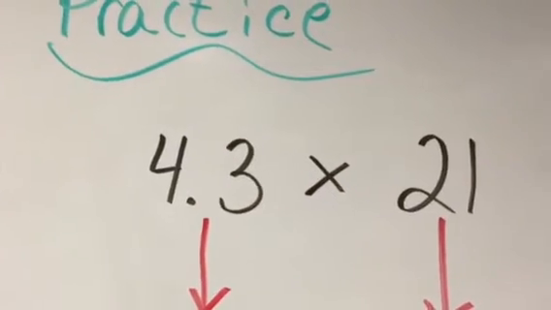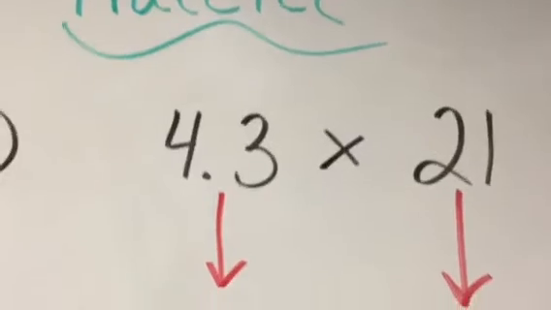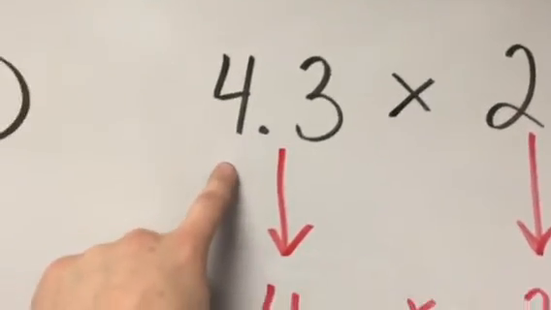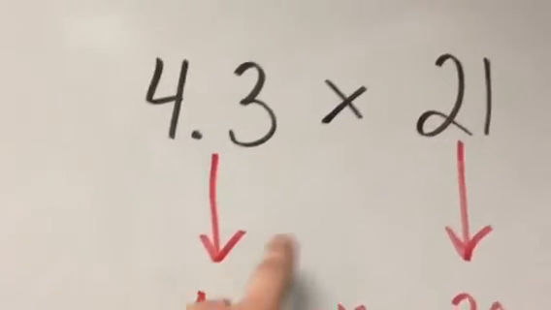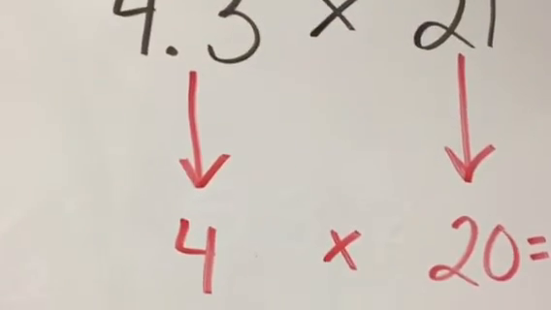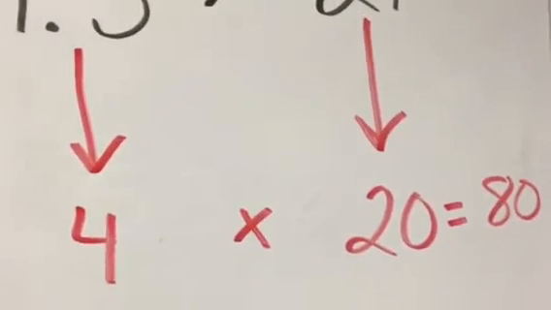If I have 4.3 times 21, I'm going to look at this, and here's the largest digit, so 4.3 is going to round to 4. 21, I'm going to round that to 20. 4 times 20 equals 80.